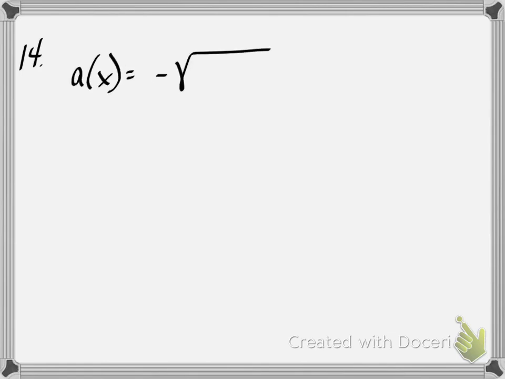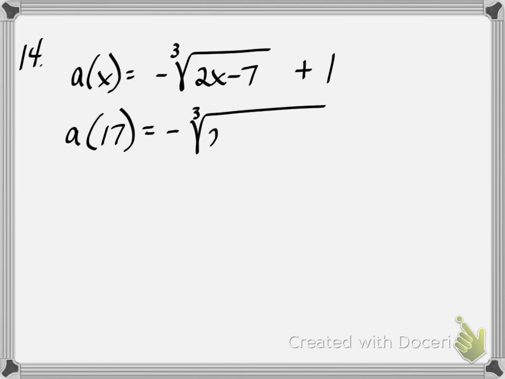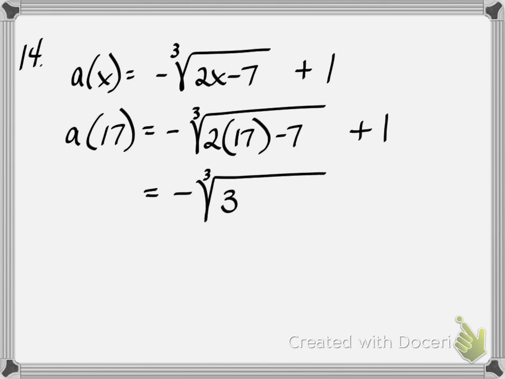It's the negative cube root of 2x minus 7, plus 1, and we want to find a of 17. All right, I think I wrote that down right. So we're going to plug 17 in for the x. And when we work under the root, we're going to multiply before we subtract. So we're doing all of our order of operations.